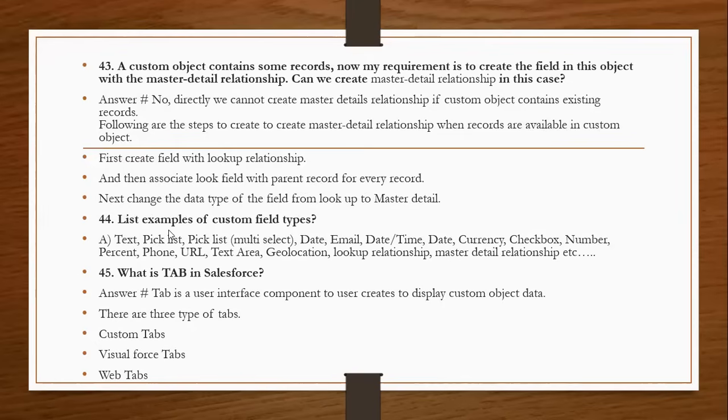Next question: list examples of custom field types. Text, picklist, multi-select picklist, date, email, date/time, currency, checkbox, number, phone, URL, text area, lookup relationship, master-detail relationship. What is a tab in Salesforce? A tab is a user interface component used to display custom object data. There are three types of tabs: custom tabs, Visualforce tabs, and web tabs.